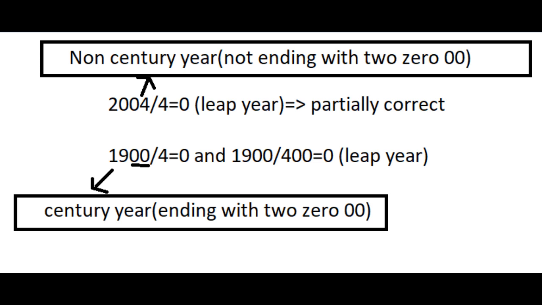For a non-century year, let's take an example, that is 2004. That is a non-century year. For a non-century year, we need to check only one condition. If the non-century year divided by 4 has remainder 0, then the year is a leap year. So let's write the code.